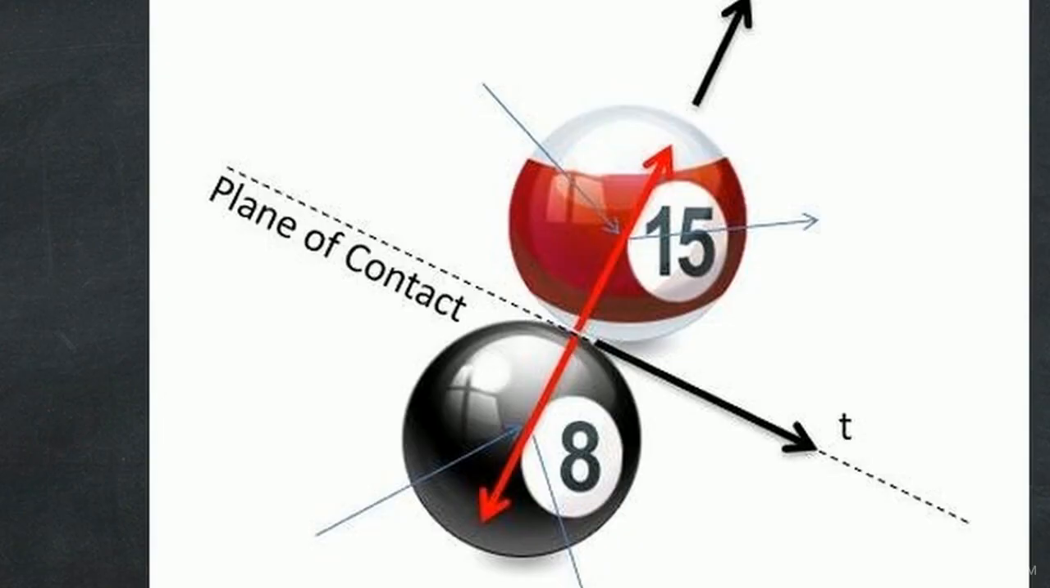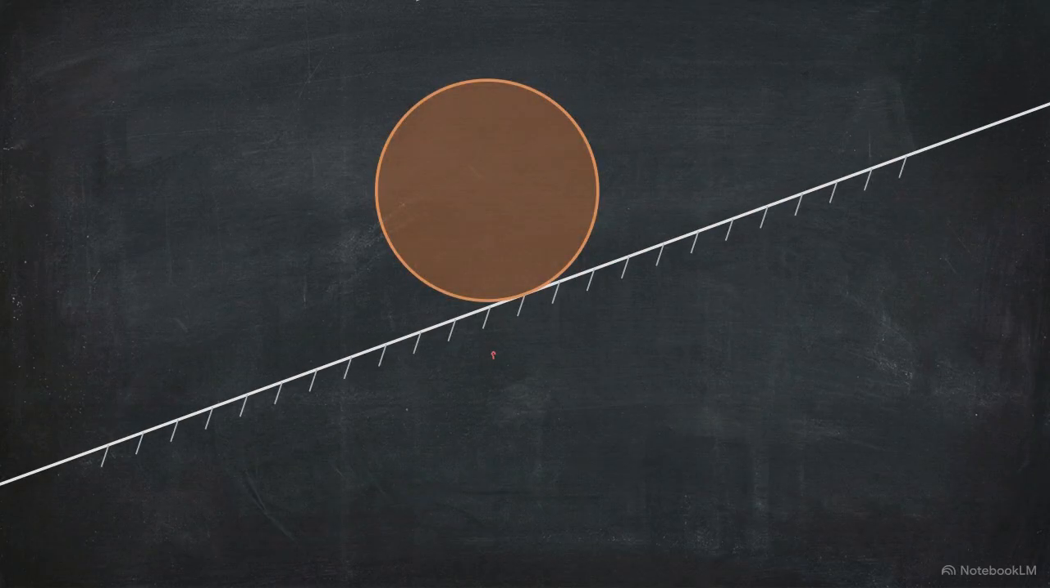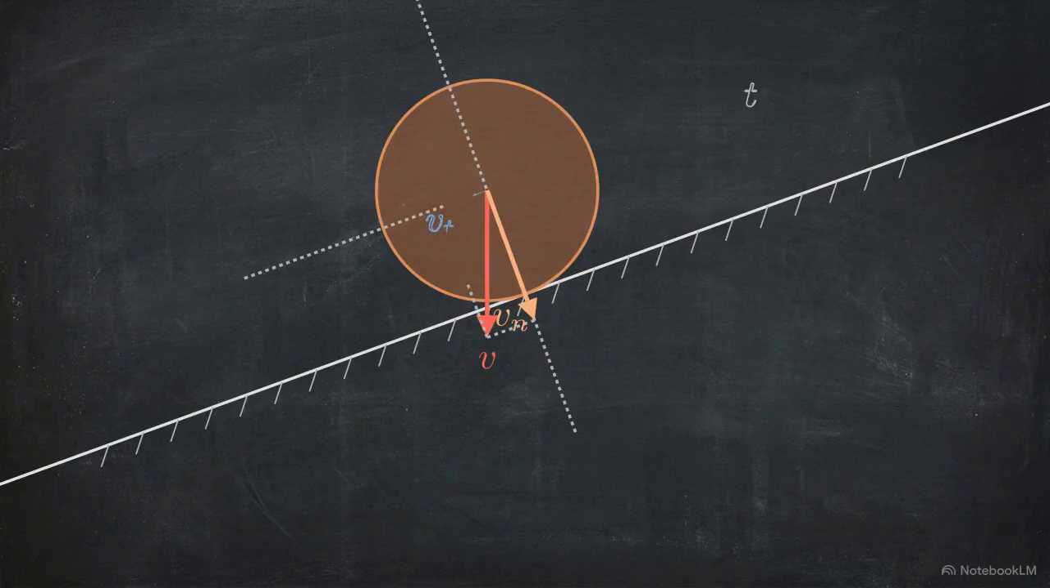This is a diagram showing two colliding pool balls. Notice the dashed plane of contact separating them, and the distinct coordinate axes labeled n for normal and t for tangential. Because our normal axis is tilted, a perfectly vertical downward drop doesn't align with it. We have to mathematically split the falling velocity. One component pushes directly in along the normal axis, causing the overlap. The other component slides sideways along the tangential axis.